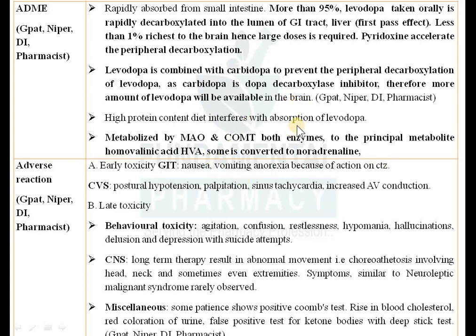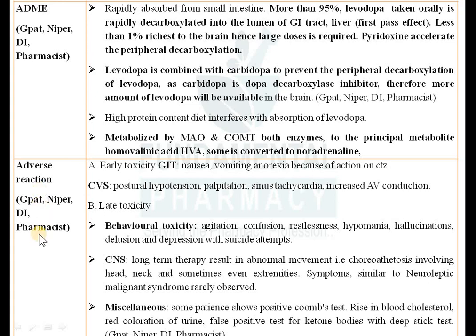Then a high protein diet interferes with the absorption of levodopa, again because there is a carrier mediated transport. If protein goes there, levodopa will not be taken up. Again, levodopa is metabolized by two enzymes: monoamine oxidase and catechol-O-methyltransferase. These two enzymes are present in the brain. Peripheral dopa decarboxylase is not present in the brain. Remember what is happening inside the brain and what is happening outside the brain. These are metabolized by MAO and COMT, and the main principal metabolite of levodopa is homovanillic acid, HVA. Some part of levodopa is also converted into noradrenaline. So that is its metabolism.